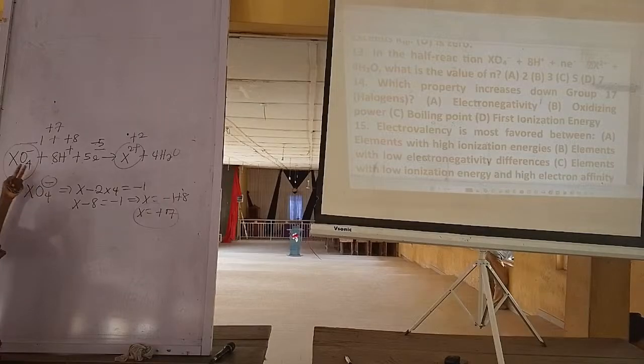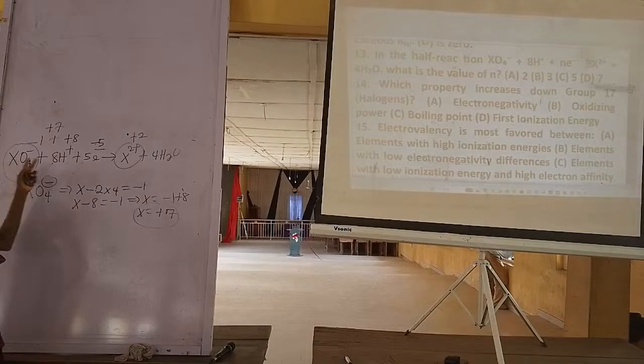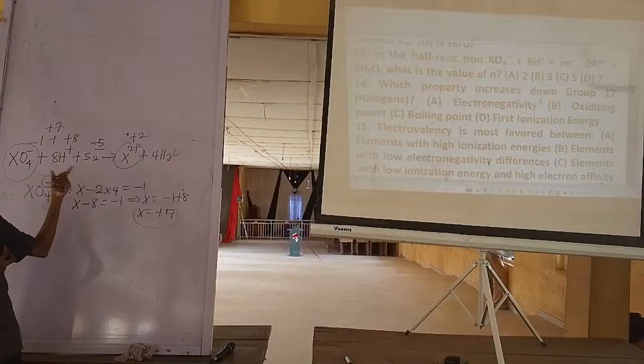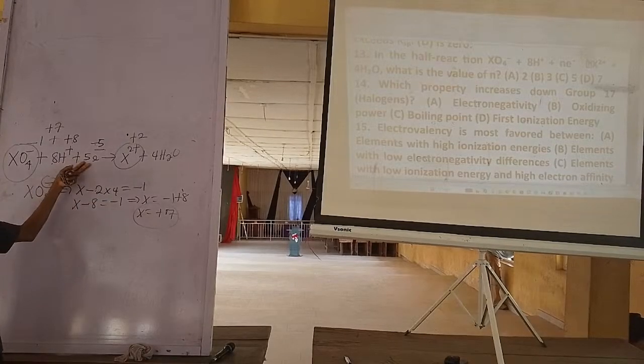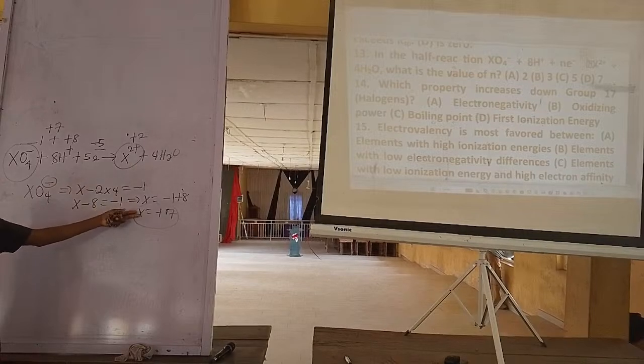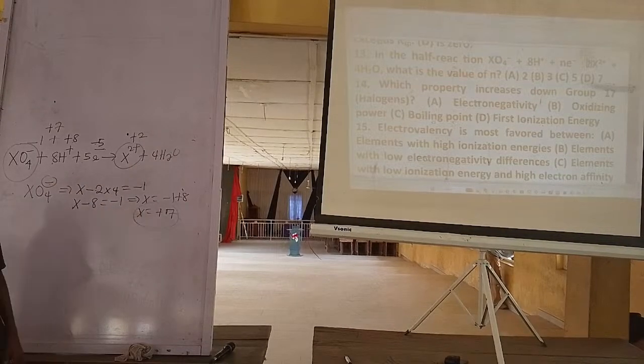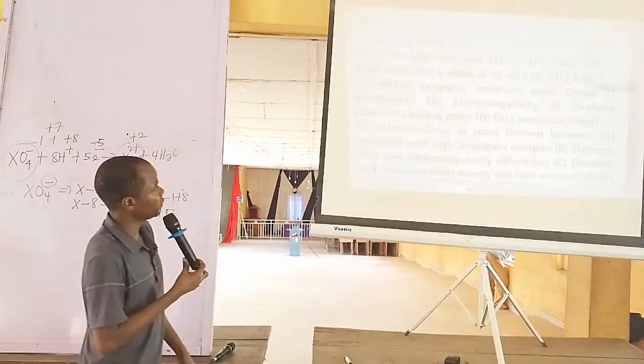So just calculate the oxidation number of the element here, calculate the oxidation number of the element here, and subtract them, then the electron that is required on both occasions, either the one I explained earlier or the one that we just did here, the answer gives you 5. So that's for that one.